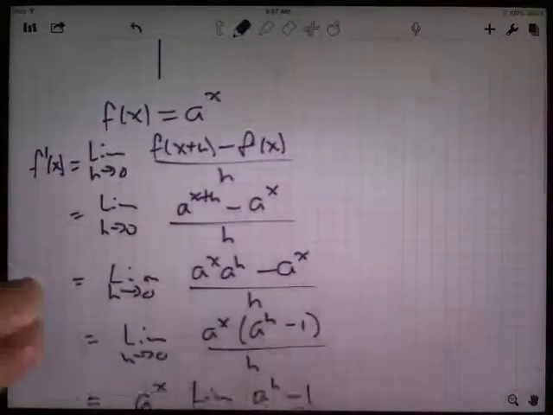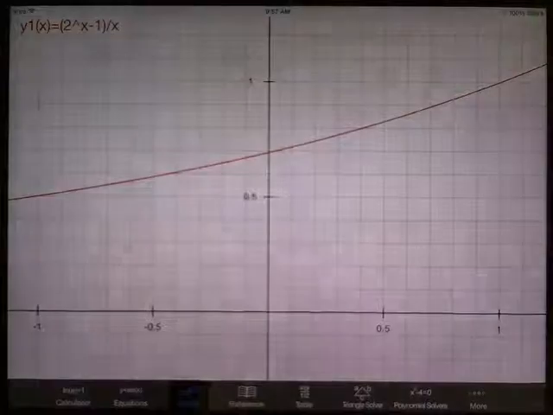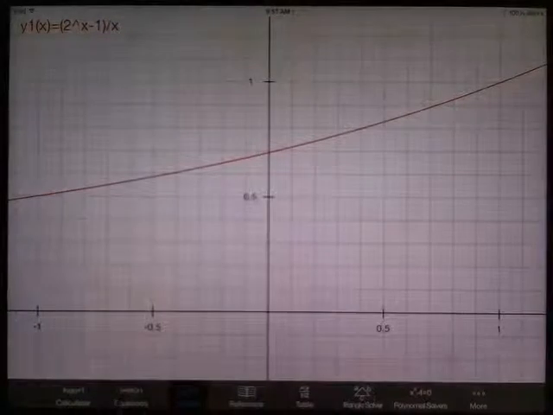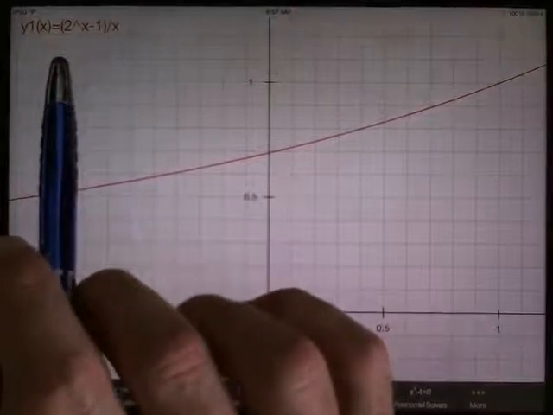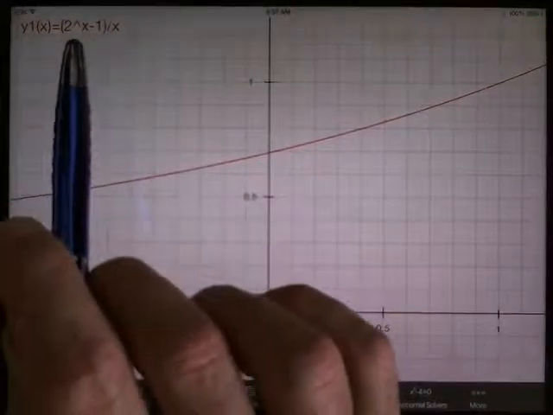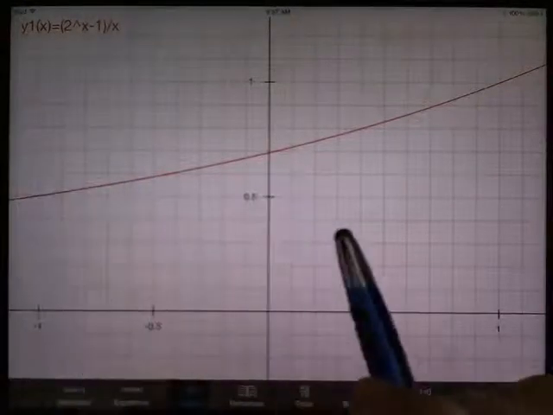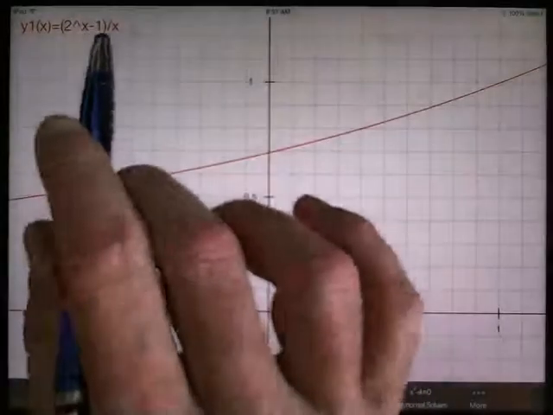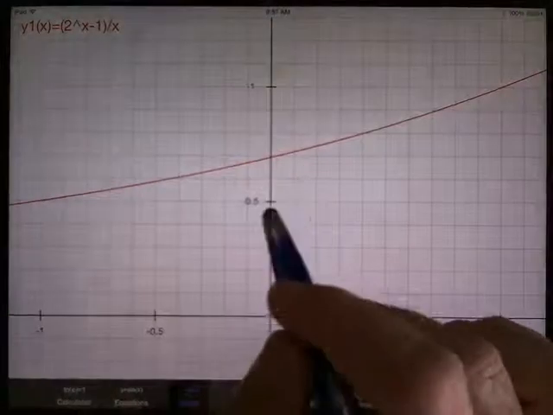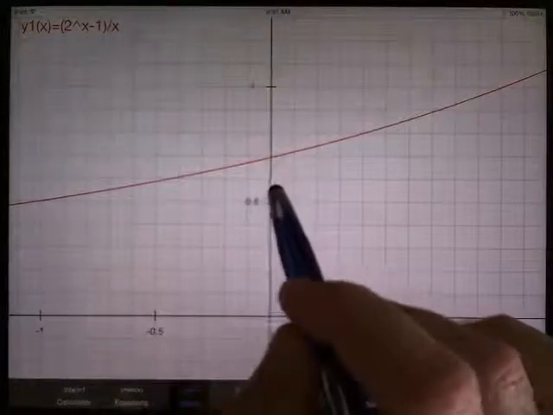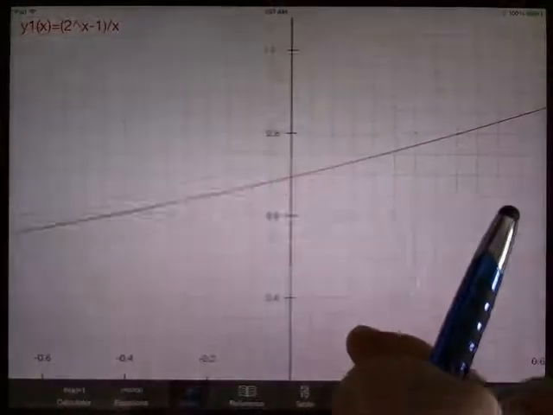Okay. So let's see if we can get an idea of what those are. What I've done here is I've typed in, instead of h, I'm using x. So I'm looking at a equals 2. I got 2 to the x minus 1 over x. So that's like the 2 to the h minus 1 over h. And the question is, what happens as x, or as h, gets close to 0? As x gets close to 0 here, I see that the value is about 1.6, almost 1.7 if I were to zoom in on that.